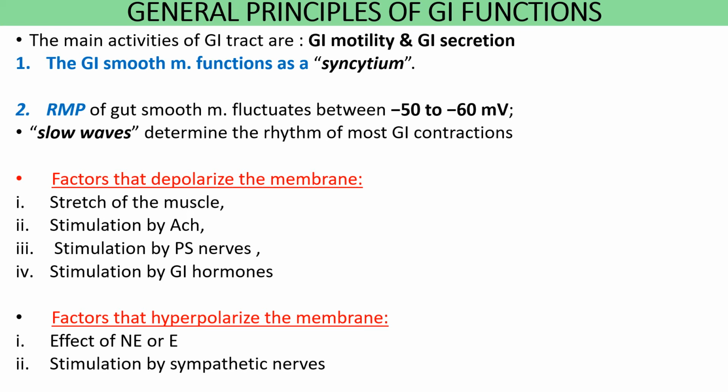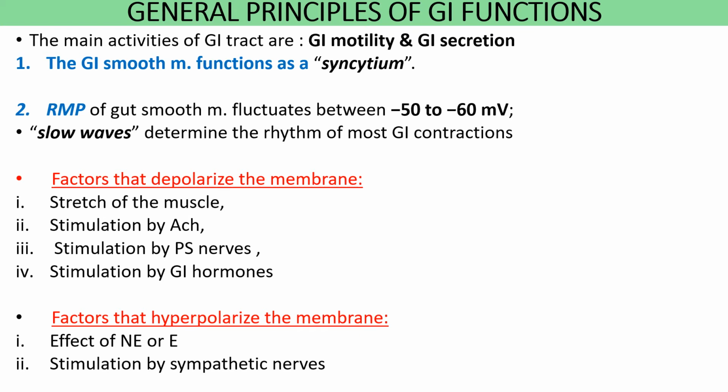Thus, this fluctuation of the resting membrane potential will always cause a basic electrical rhythm, also known as the slow waves. These slow waves determine the rhythm of most of the gastrointestinal contractions. Whenever a factor causes depolarization of the smooth muscle membrane, that will lead to the generation of spike potentials and ultimately motility of the gut. So, let us see the various factors that cause depolarization and hyperpolarization of the smooth muscle fibers.